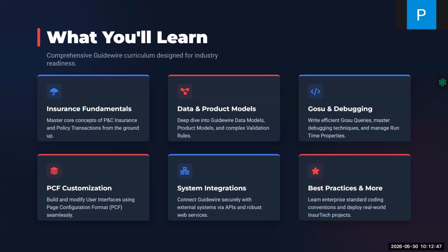And you also have the Gosu programming language, which is used for Guidewire technology. It is 80 to 90% similar to the Java programming language. And along with it, you are also going to learn about debugging. In one of the sessions, you're going to learn what is the importance of debugging and how you debug.